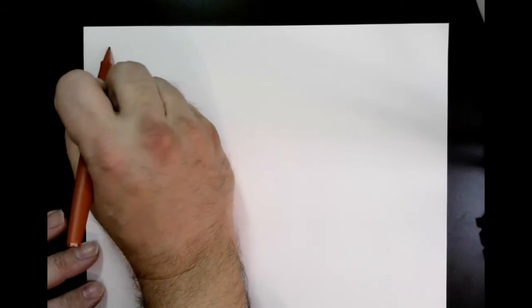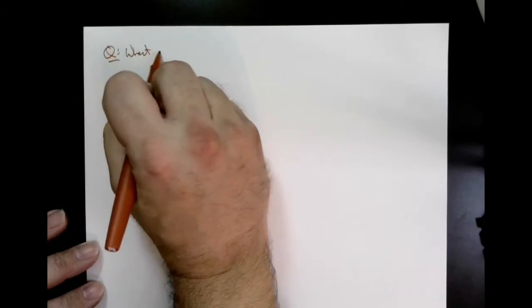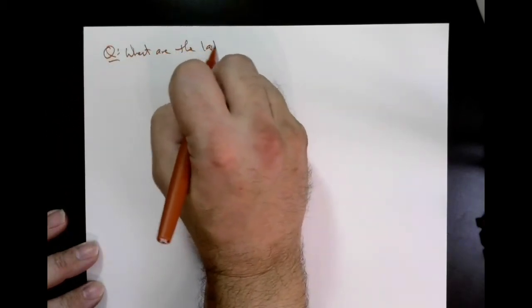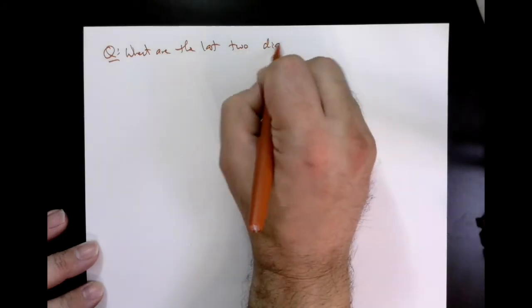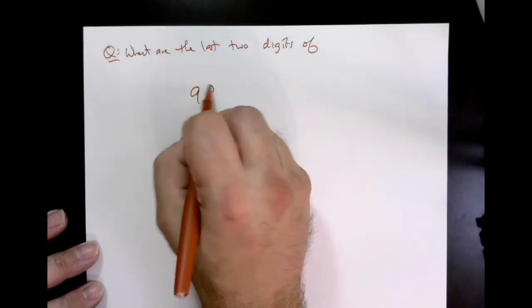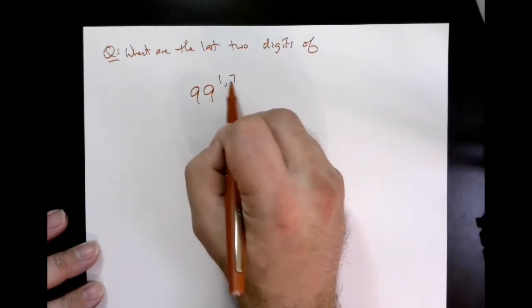Okay, now here's a really hard example to do by hand. But here's a question. What are the last two digits of the number 99 raised to the 1,787,416th power?